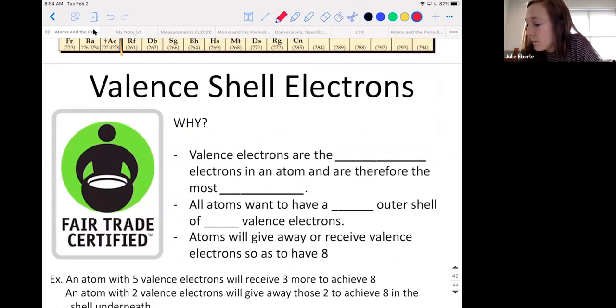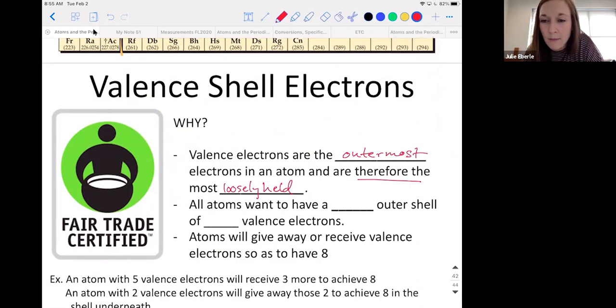Okay. Well, like we said, valence electrons are the outermost electrons in an atom. Therefore, they are the most loosely held. The atom holds on to those electrons the loosest because they are the farthest away from the nucleus. They're on the outermost shell, all right? So the nucleus is tugging on all the electrons in an atom, but it's tugging on those valence electrons the least because they're the farthest away.